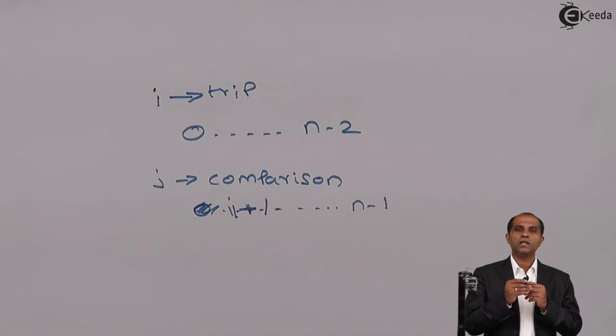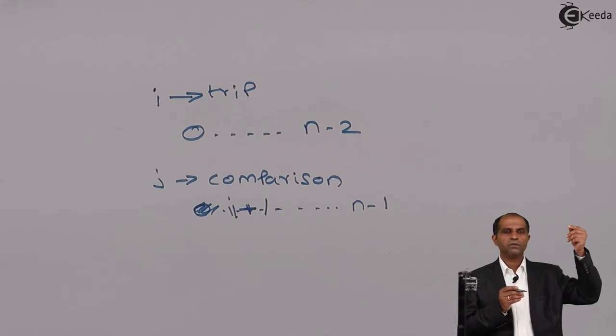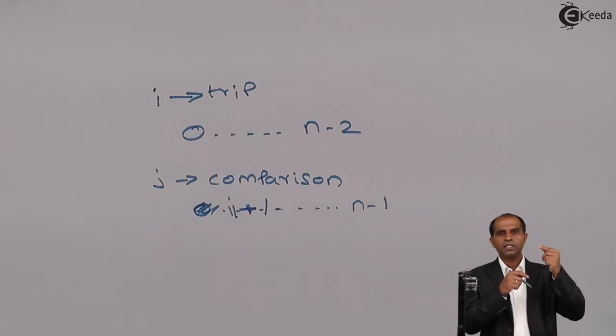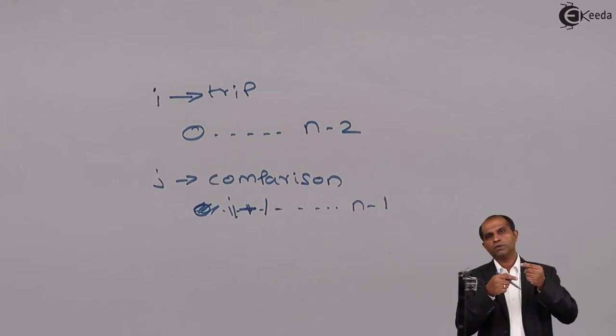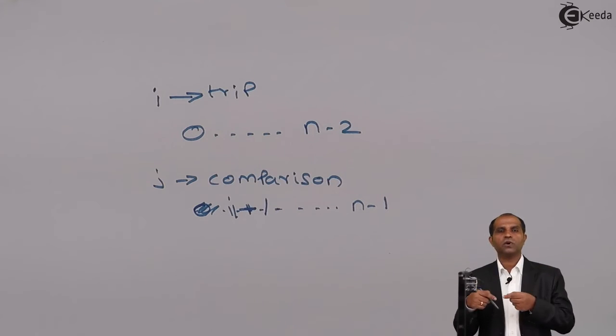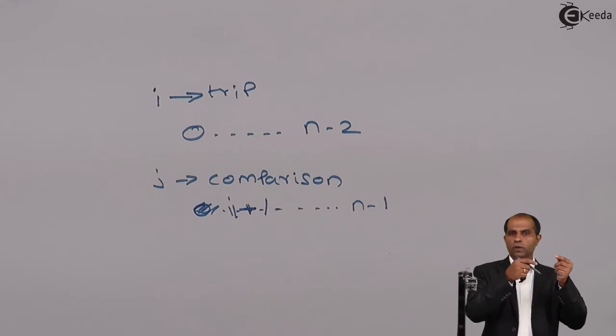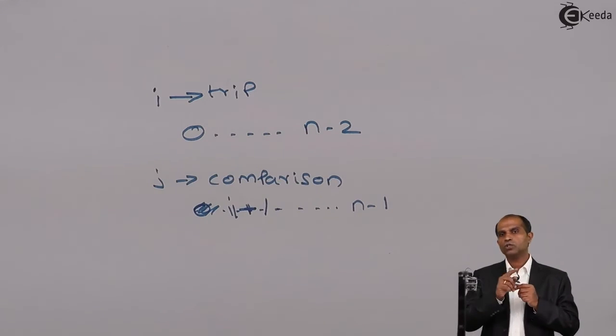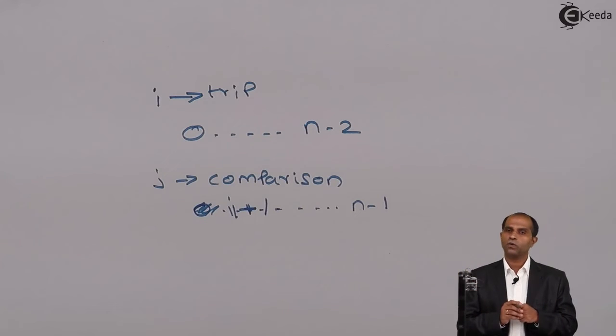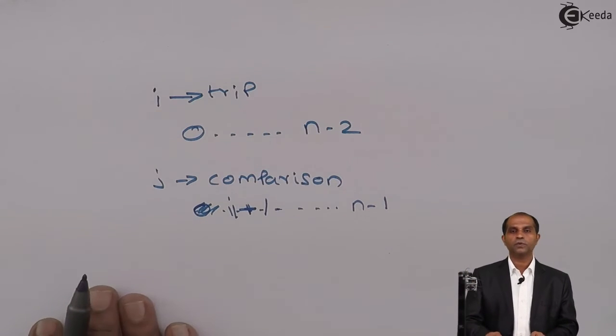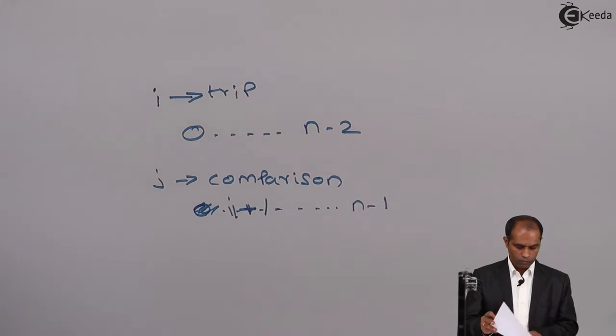J is always one step ahead of I. When I starts with 0, J starts with 1. When I starts with 1, J starts with 2. When I starts with 2, J starts with 3, and so on. So it means that J is always one step ahead of I, and it goes till the last number, hence I plus 1 to n minus 1. So let's see a program illustrating this particular I and J loop.